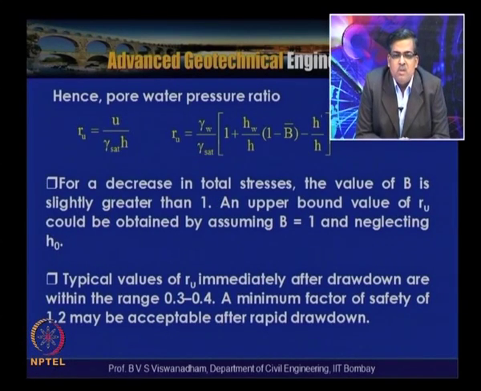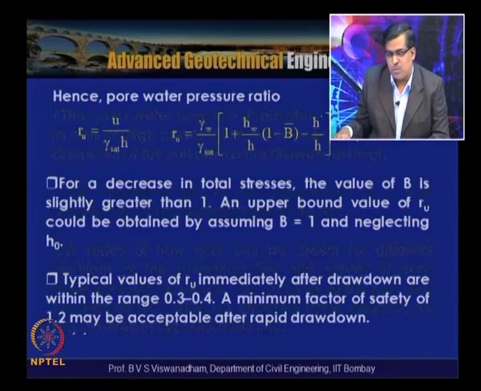So typical values of RU immediately after the drawdown are within the range of 0.3 to 0.4, and a minimum factor of safety of 1.2 may be acceptable after the rapid drawdown condition. So when we are investigating, we have to ensure that a minimum factor of safety of 1.2 is ensured.